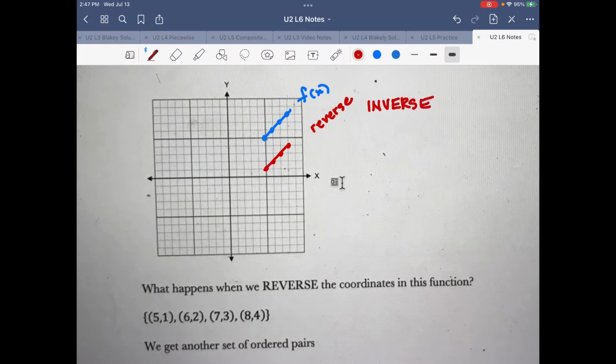This is the inverse of the original. So f of x is my original relation. f negative 1 of x is the inverse of that original relation. And they look very similar. They were both functions because they both pass the vertical line test.